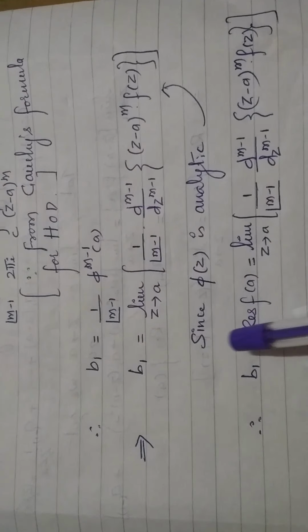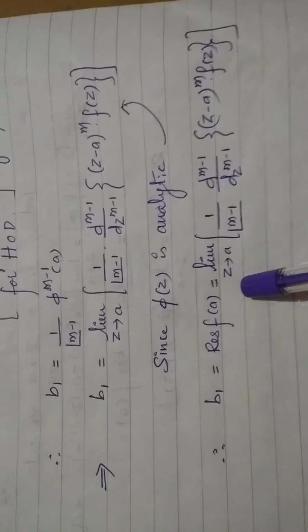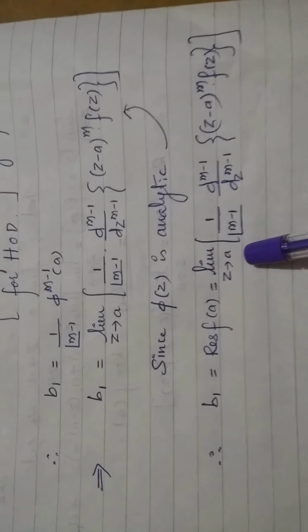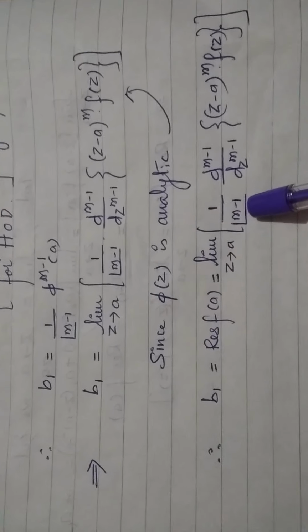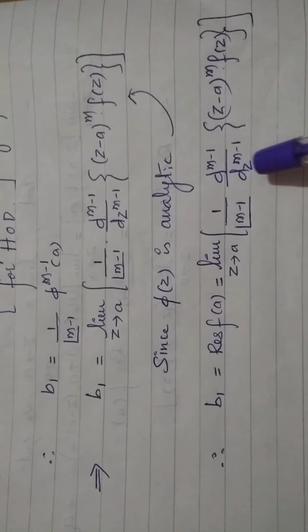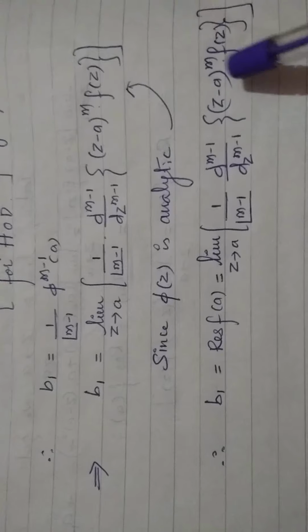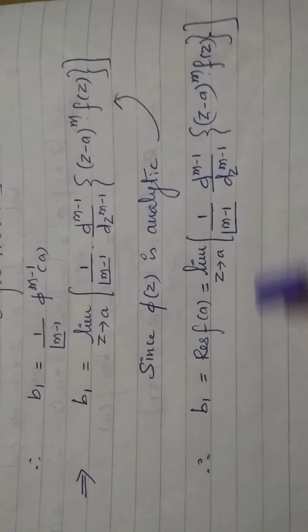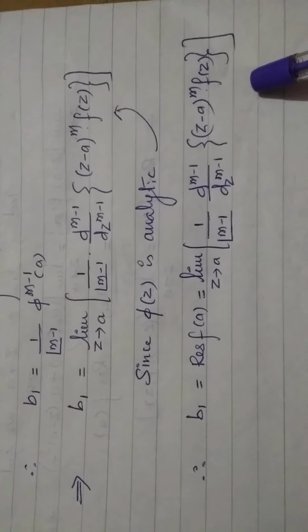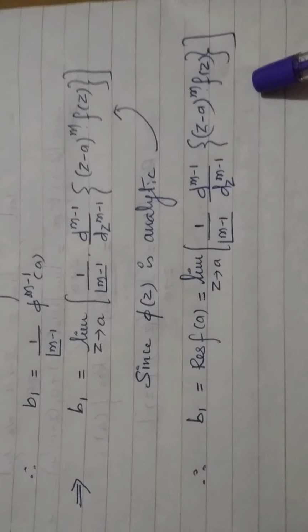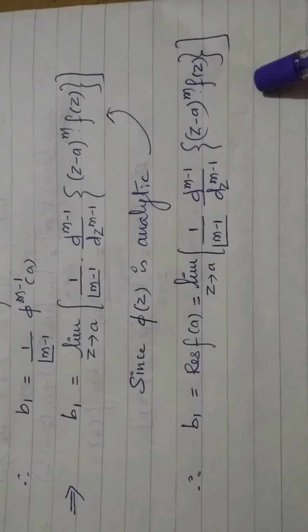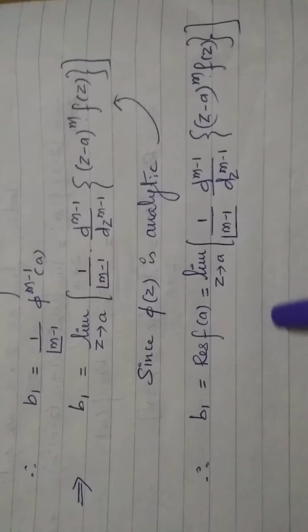Therefore b1, which is the residue of f at a, is equal to the limit as z tends to a of 1 divided by (m minus 1) factorial times d raised to m minus 1 divided by dz raised to m minus 1 of (z minus a) whole raised to m into f of z. So this is the residue of f at a. This completes the proof of the second theorem.